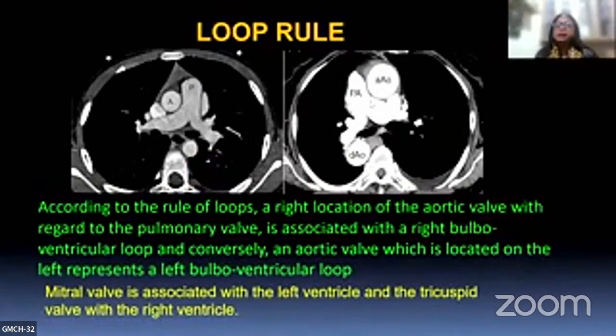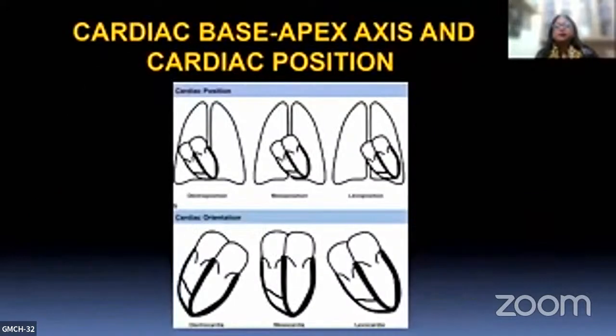The loop rule says that right location of the aortic valve with regard to the pulmonary valve. So in the right bulboventricular loop or the D loop, the aorta will be on the right side of the pulmonary artery. But with the L loop or the reverse, the aorta will be on the left side of the pulmonary artery. So that is an L loop. And mitral valve will be in the left ventricle and tricuspid valve with the right ventricle.